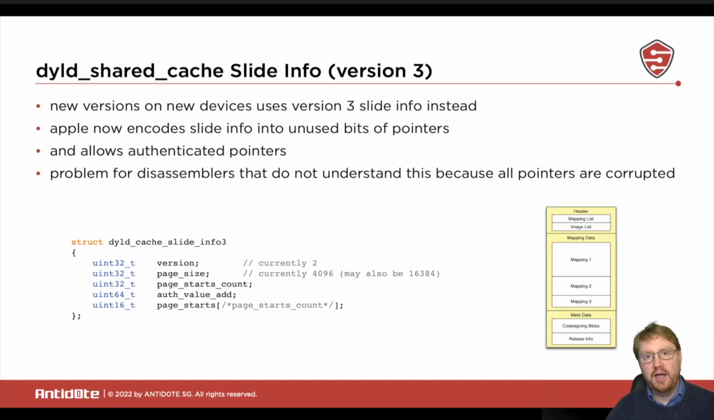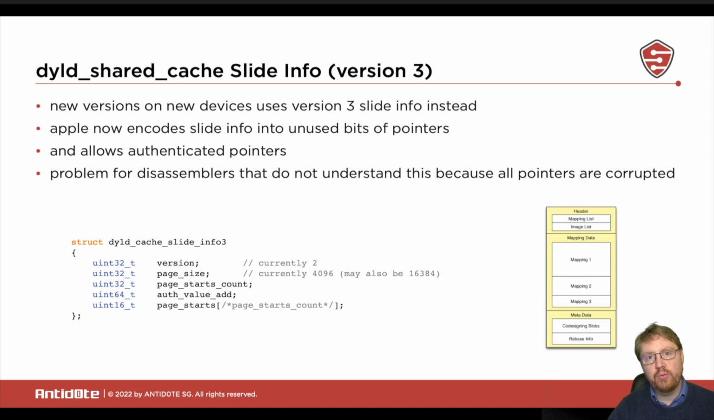So now, on newer systems, there's a new version used. This is version 3. The idea here is that it works very similar to version 2, but we have a new problem. We not only need chains of pointers for rebasing, but we also need to support the whole concept of authenticated pointers. An authenticated pointer is protected by PAC. We learned on the third day what PAC is.